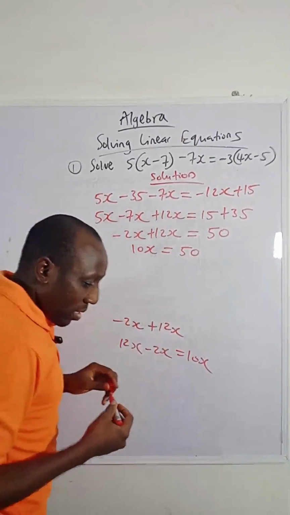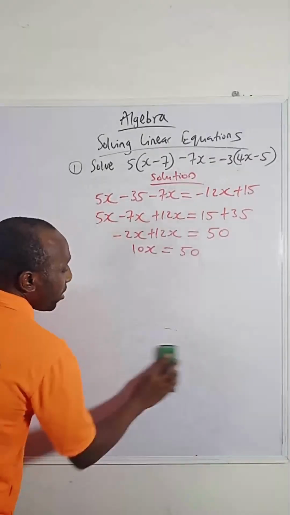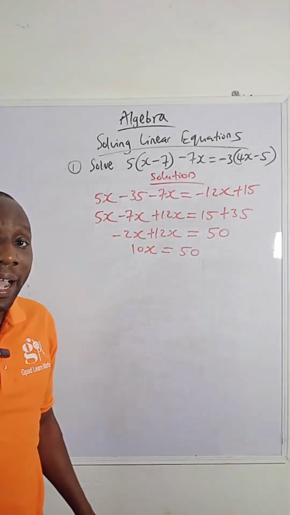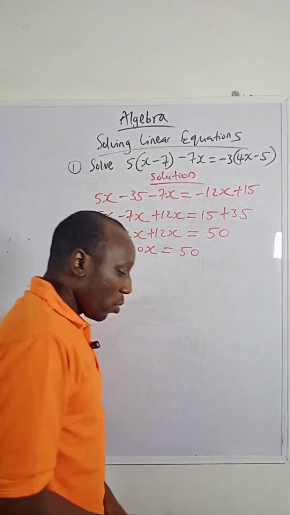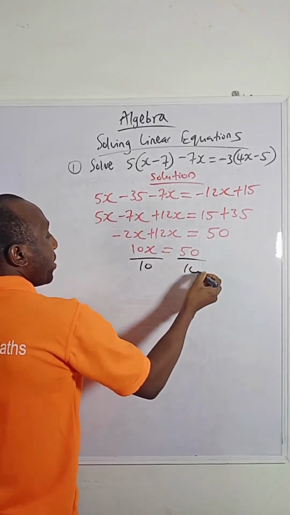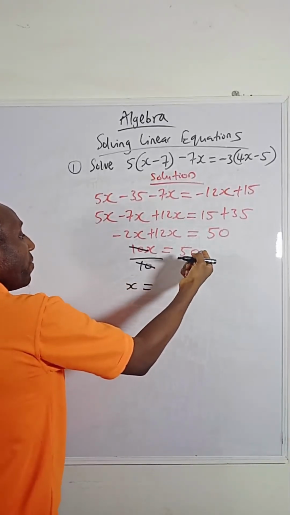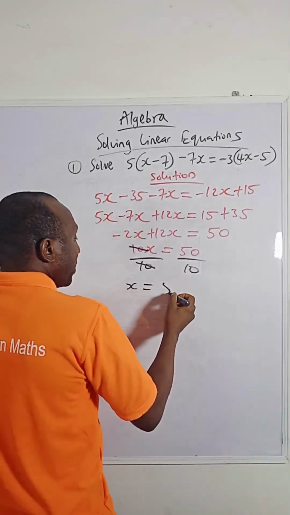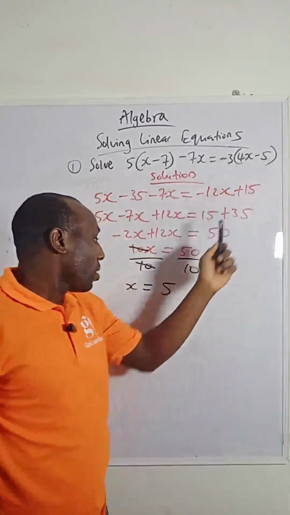Who can tell me what's the next thing? What will I do next from here? I am going to divide both sides by the coefficient of x, which is 10. So we divide both sides by 10. 10 cancels 10, and you have that x is equal to 50 divided by 10. That's 5. So the value of x that will satisfy this equation is 5.